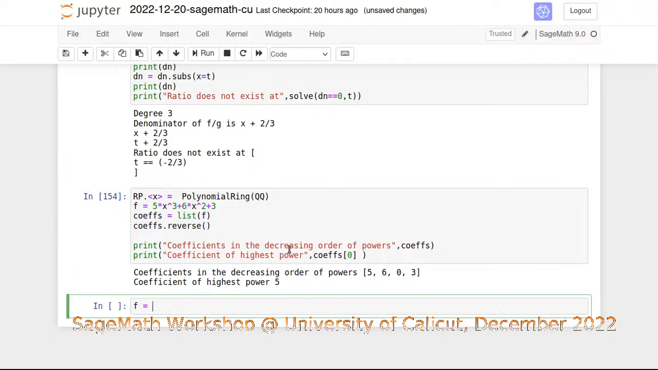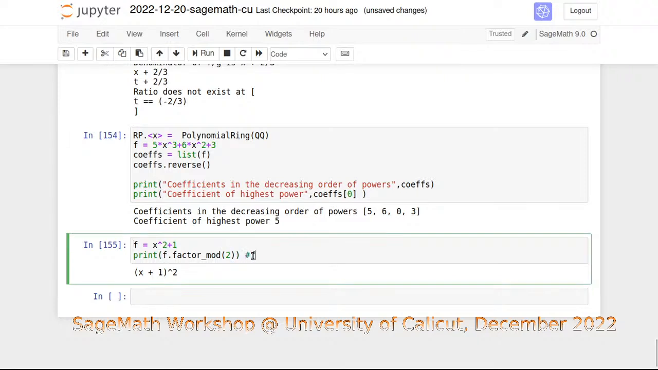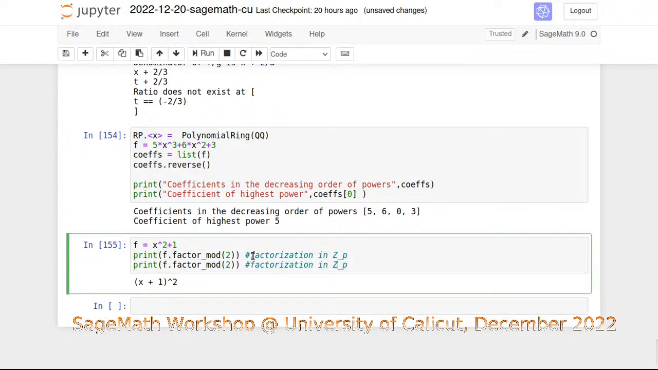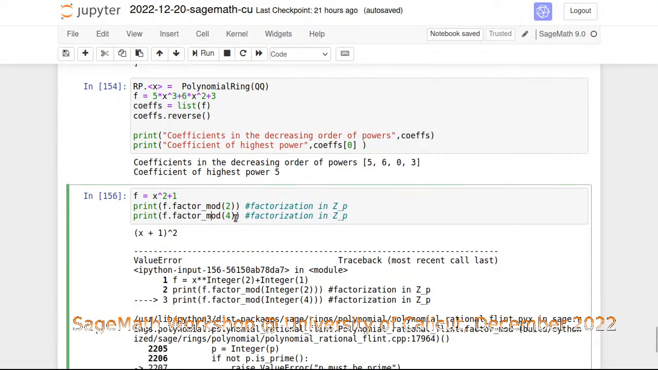f is equal to x square plus 1, and suppose we factor this f mod 2, what happens is x plus 1 the whole square. So this is factorization in ZP, the ring is ZP. Not necessarily the ring, I don't know whether the factorization will actually work in some non-primes. I'm not very sure about that. No, the factor mod P must be a prime. This is not working.